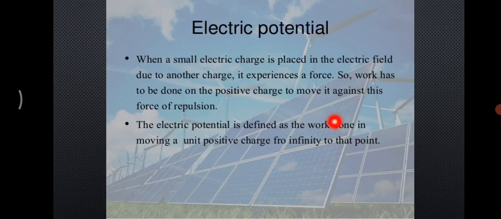Okay, electrical potential: when a small electric charge is placed in the electrical field due to another charge, it experiences a force. So work has to be done on a positive charge to move it against the force of repulsion. Electrical potential is defined as the work done in moving a unit positive charge from infinity to that point. From infinity means it may be at any distance. We are making it move from one point to another point.